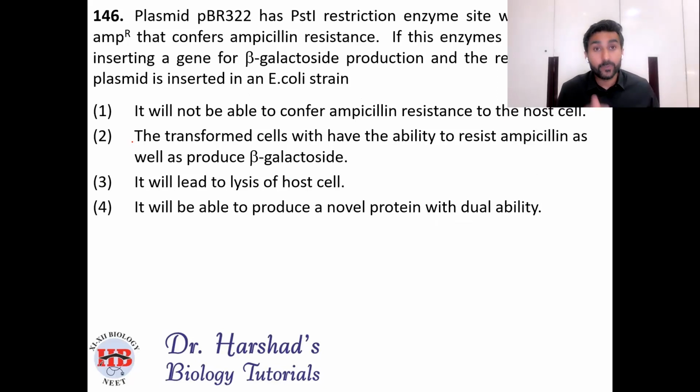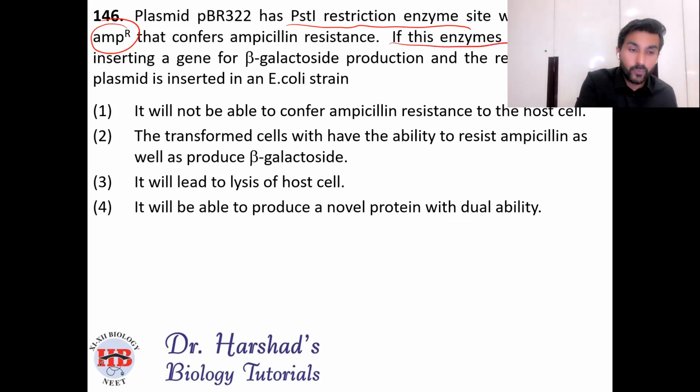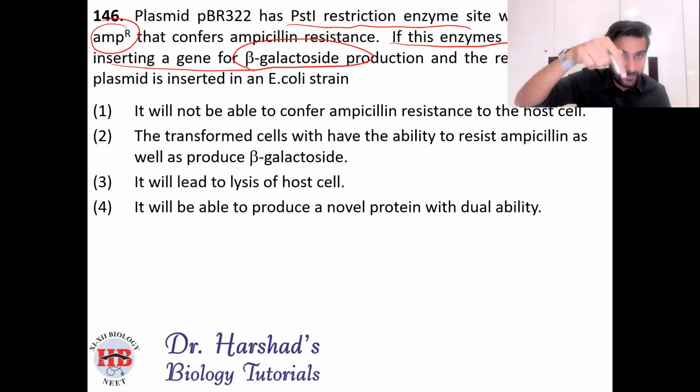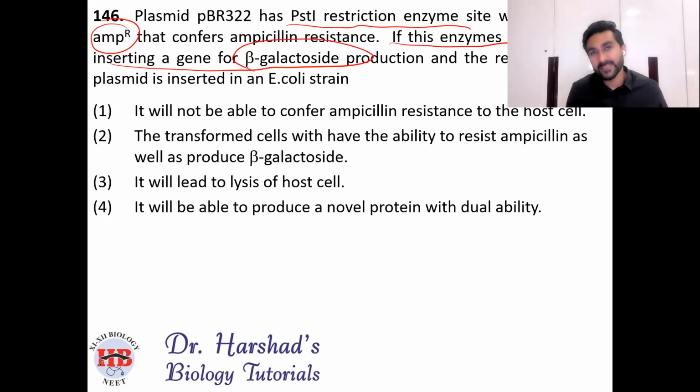Plasmid pBR322. This is the plasmid of which we have the diagram. Here they are talking of PstI, the restriction enzyme present in the ampicillin resistance gene. Now they are telling you that they have used this restriction endonuclease to insert the beta-galactosidase gene into the plasmid. If you use PstI as the enzyme, that means you are actually introducing the new gene in the ampicillin resistance gene.